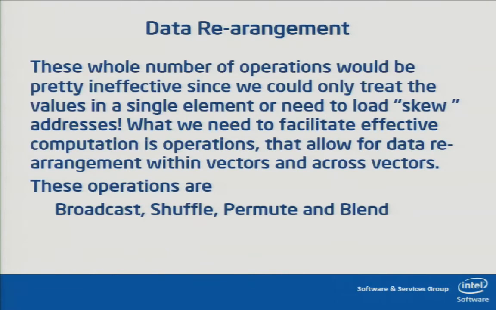Okay, data rearrangements. So this would all be pretty inefficient because we would not be able to implement a real algorithm with these arithmetic instructions if we didn't have data rearrangement. So the question is, what do we do if we need to load skew elements from an array somewhere, or if you want to distribute different elements across vectors? We need some particular instructions or operations to do that. And those operations are broadcasting, shuffling, permutation, and blending. And this is what the rest of this talk will be about.